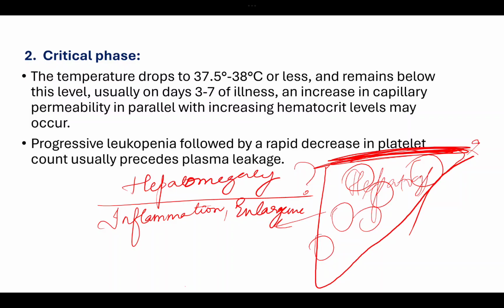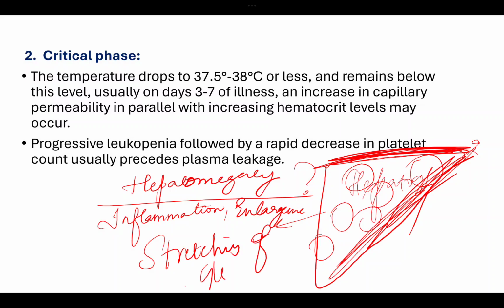So pain sensitiveness occurs. The tenderness is also seen at the right costal margin. The stretching of the Glisson's capsule is causing the tenderness at the right costal margin. Vomiting, abdominal pain, and tenderness also suggest plasma leakage.